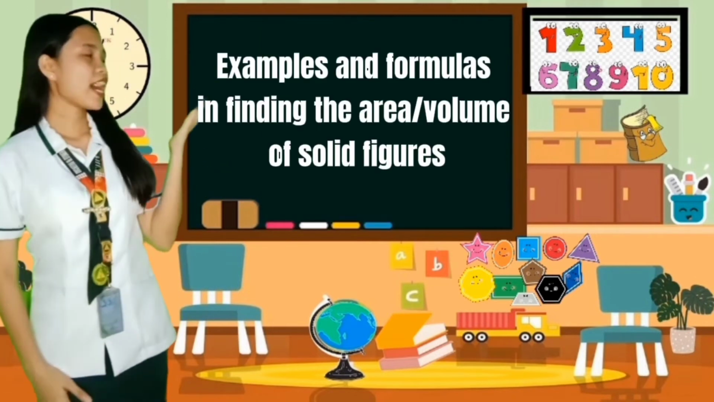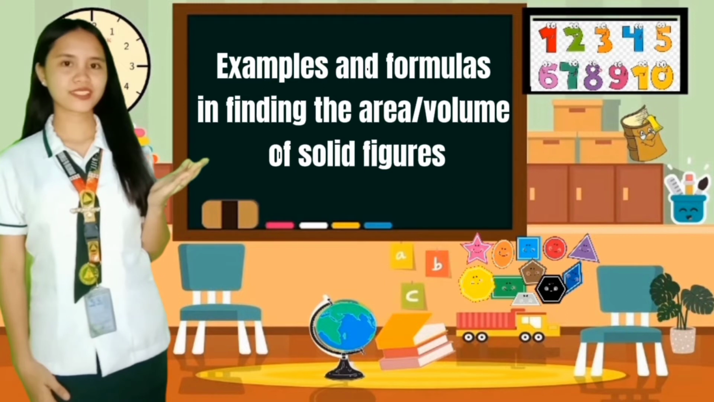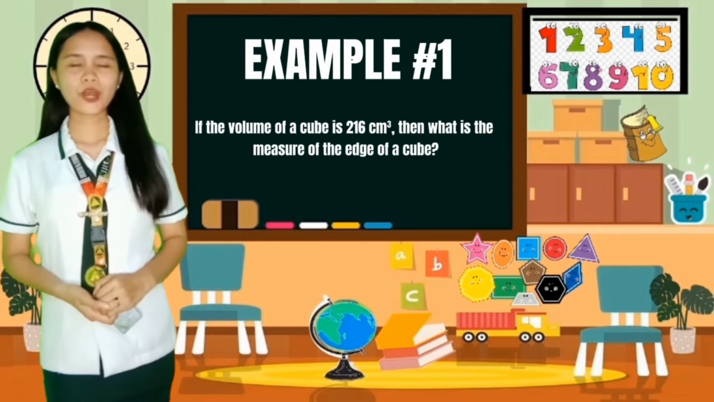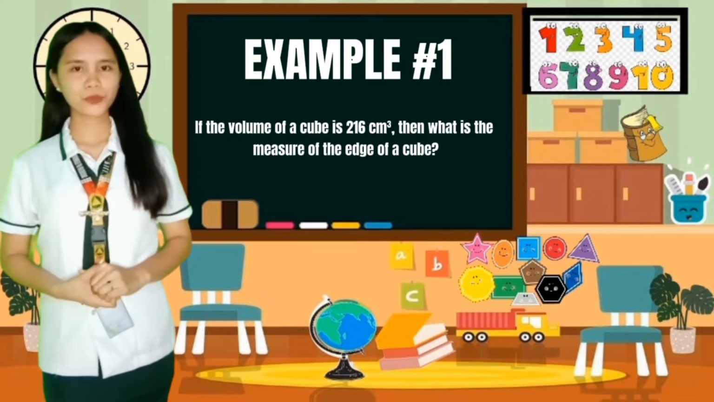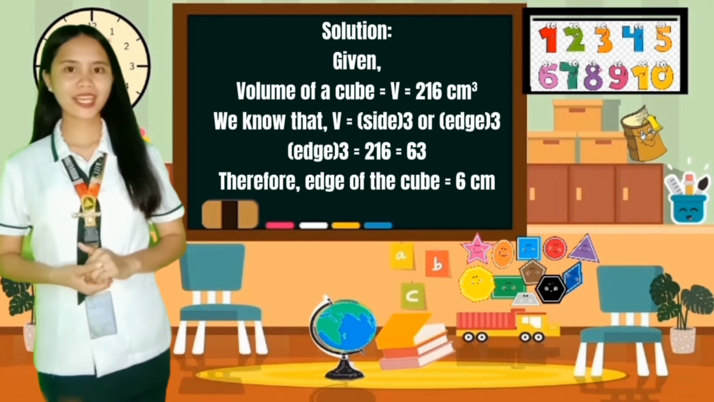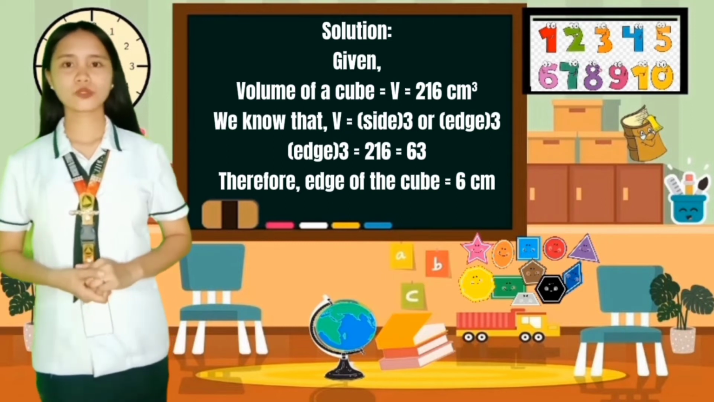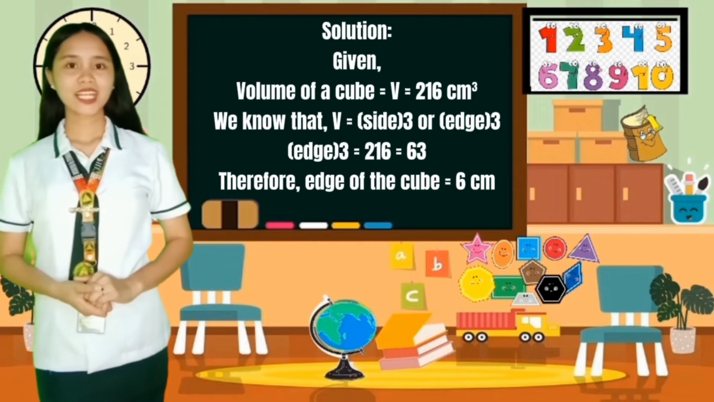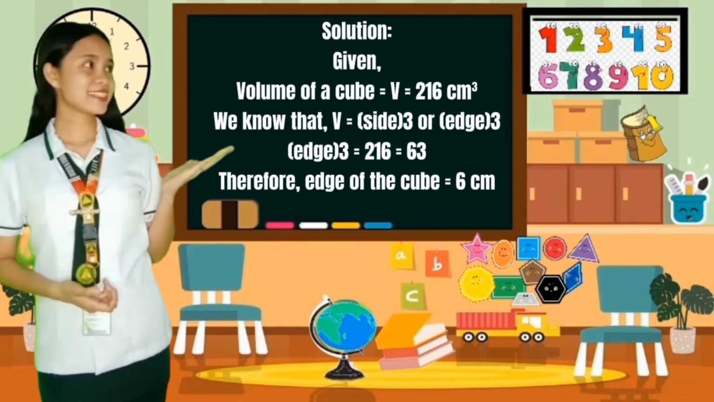Aside from that, here are the examples and formulas in finding the area or volume of solid figures. For example number one, if the volume of a cube is 216 cubic centimeters, then what is the measure of the edge of a cube? Solution: given the volume of a cube V equals 216 cubic centimeters. We know that V equals side cubed, or edge cubed, equals 216, equals 6 cubed. Therefore, the edge of the cube is 6 centimeters.